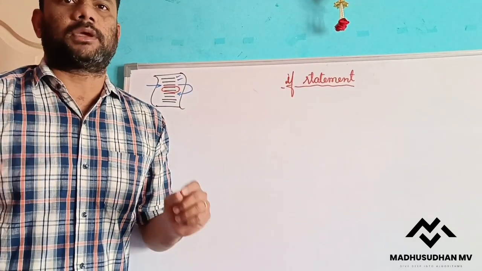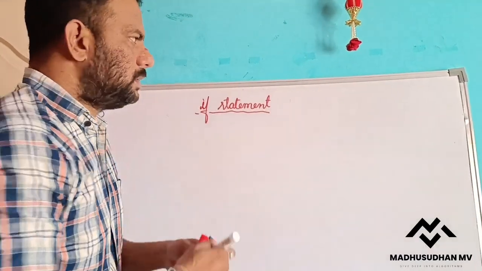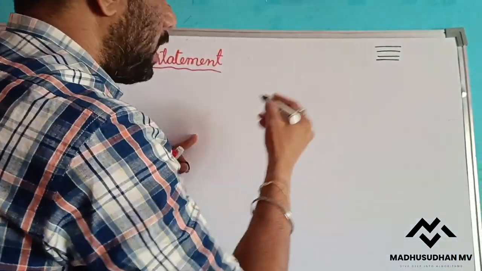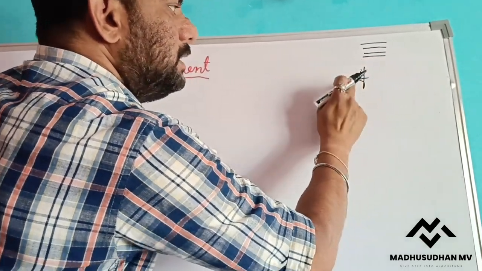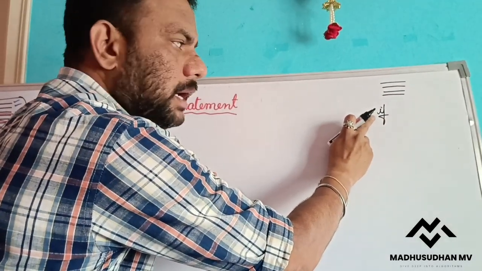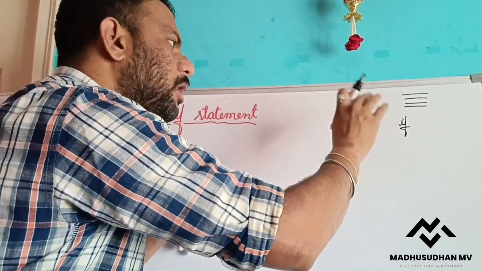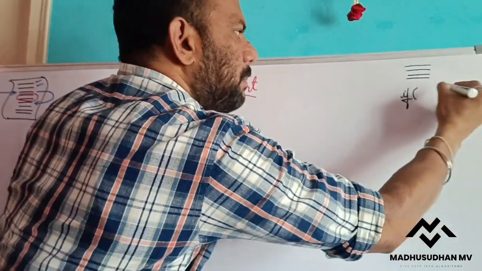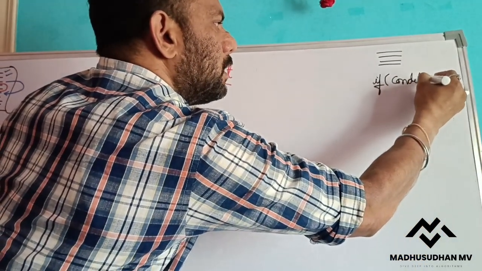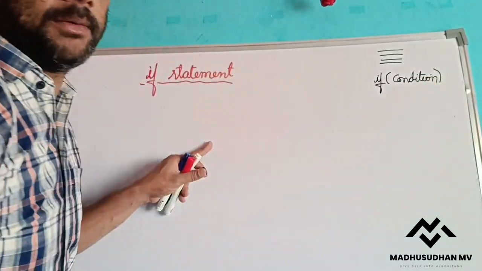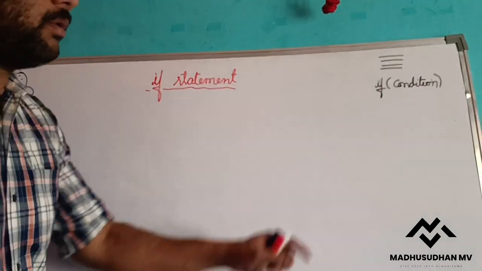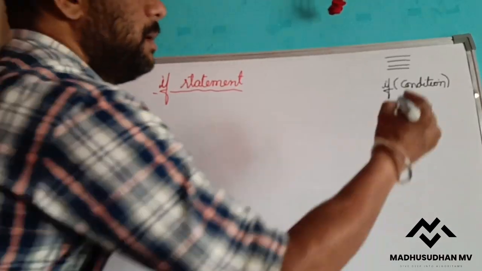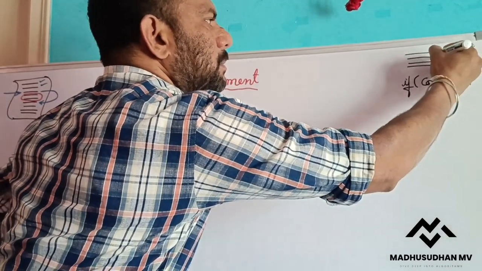The general syntax of the if statement: we use the if statement whenever we are checking some condition. Assume there are some statements, and after that I write if. This is a keyword, written in small letters. It is predefined, so the compiler knows the meaning of if. Within the parentheses we write whatever condition we are going to check. This is called an if statement. Remember, we should not use a semicolon for the if statement, but for all the remaining statements there will be a semicolon.